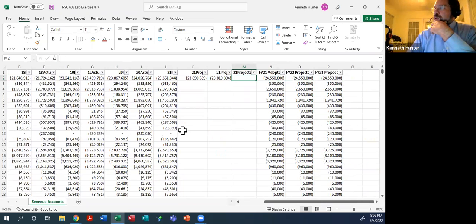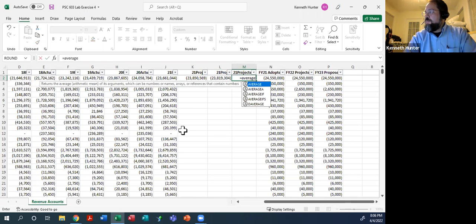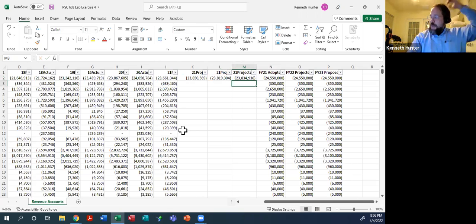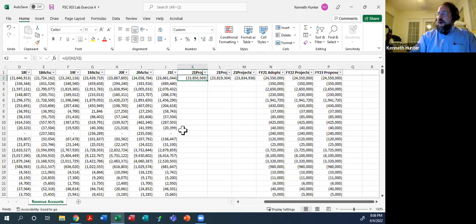So what I want to do, since I've got two numbers that are relatively close to each other, is just take the average of these two numbers. So equals AVERAGE(K2, L2). And that gives me an average. So I have made a pretty simple extrapolation equation. Yes, Jillian.